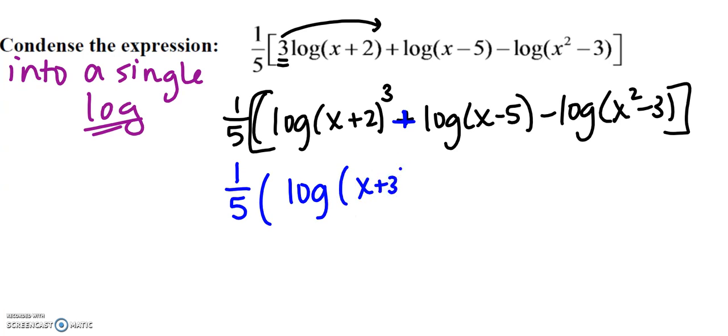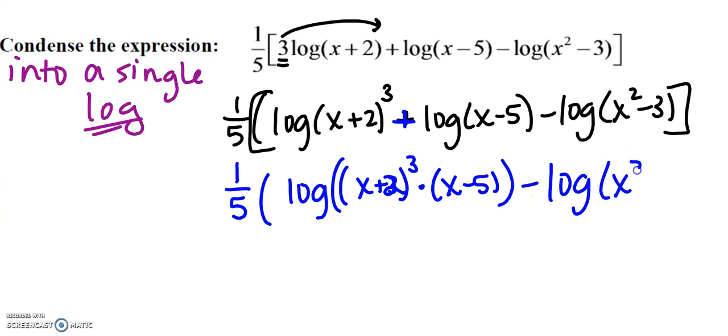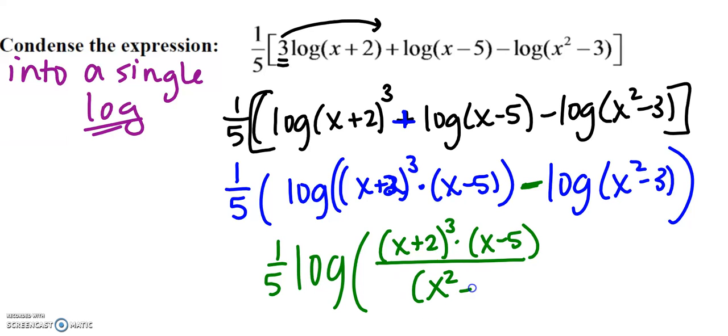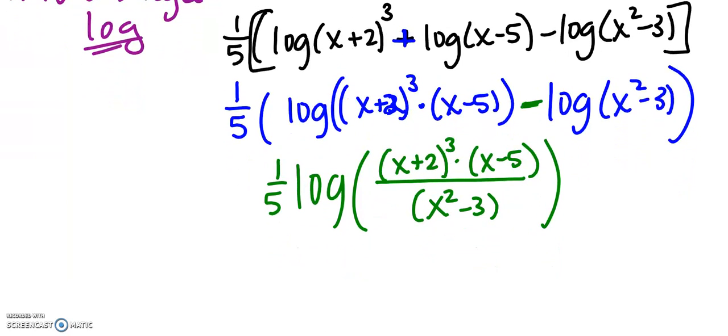Addition, I know, can be turned into multiplication. So all of that is inside that logarithm. Minus log of x squared minus 3. Well, now I've got subtraction, and I know subtraction can be rewritten using division. So I'm getting closer. I have a single logarithm, and I still have this 1/5 hanging out in front.